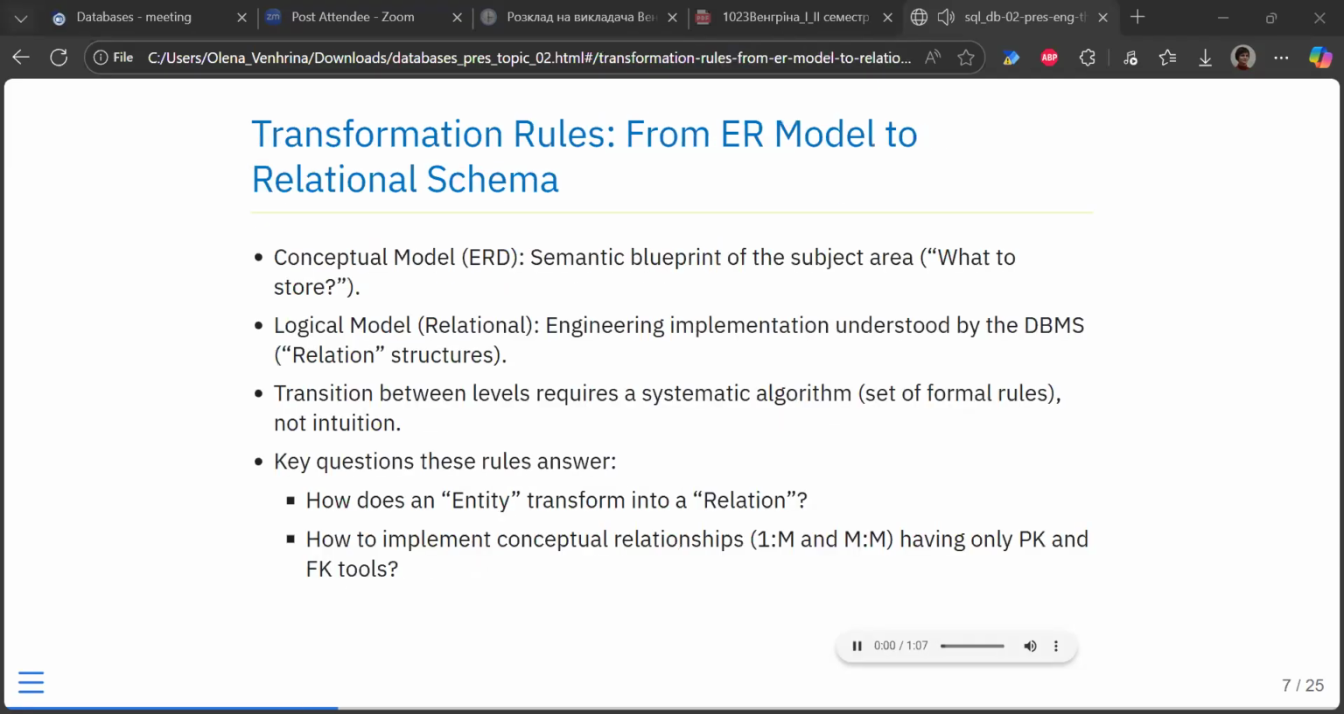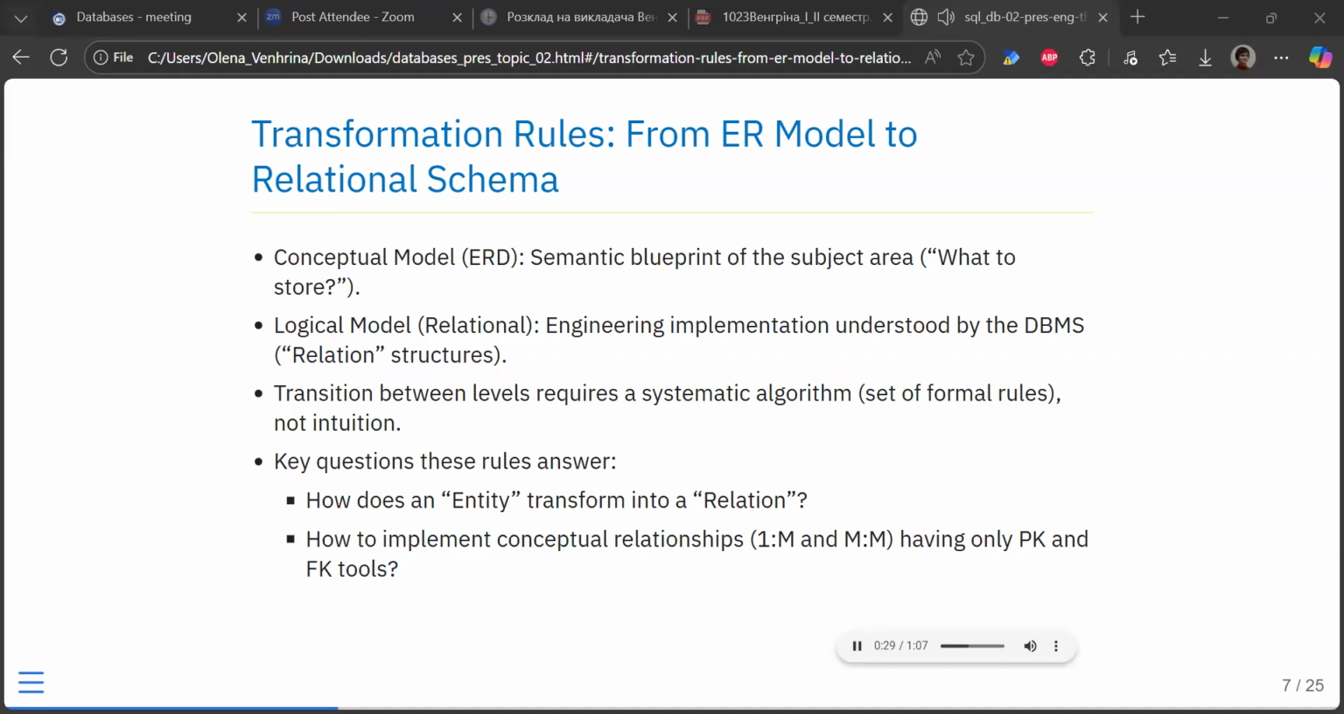We have finished with the terminology. Now we begin the most important and practical part of today's lecture, transformation rules. As we remember, the conceptual model, our ER diagram, is a semantic blueprint. It captures the university's business logic, understood by the analyst. But a relational DBMS does not understand diagrams. It understands relations, i.e. tables. Therefore, the logical model is the engineering implementation of our blueprint.